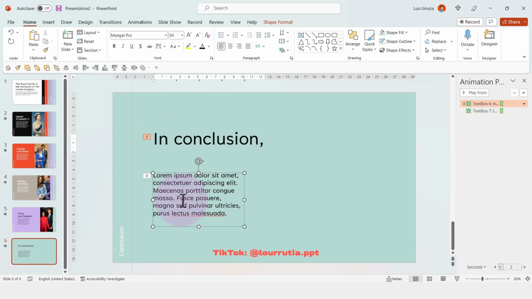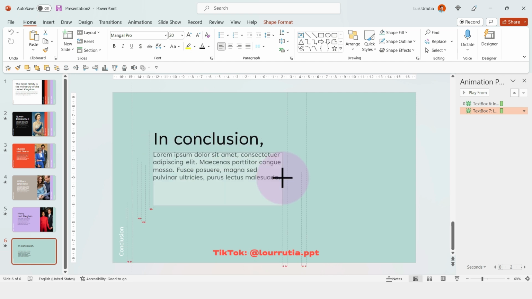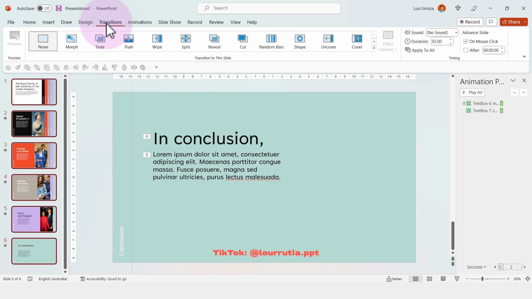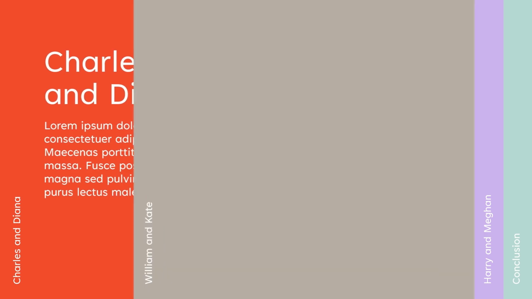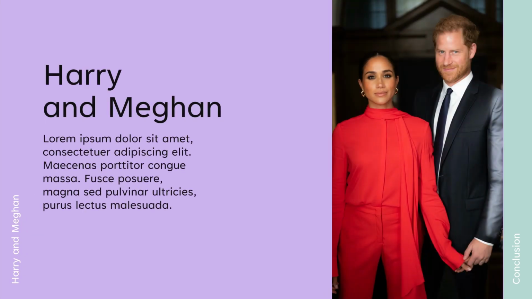Now we're gonna apply the morph transition, but this one is only available for Microsoft PowerPoint 2019 onwards, so just keep that in mind. And then you're going to select all the slides holding shift on your keyboard, go to transitions and click on morph. And that's it, guys. That's how I made this awesome presentation using PowerPoint for Microsoft 365. It's really, really cool, this effect.